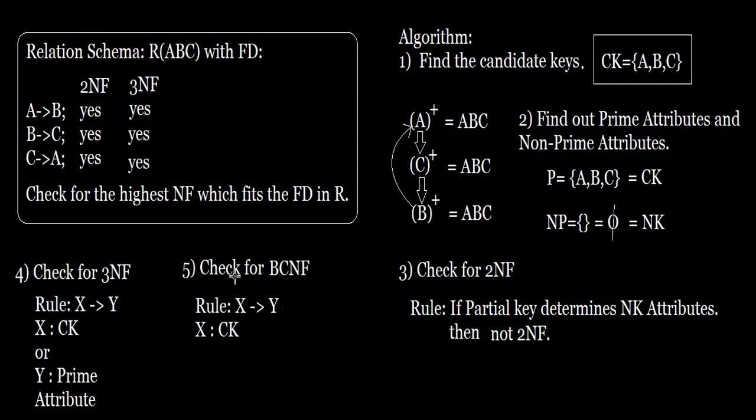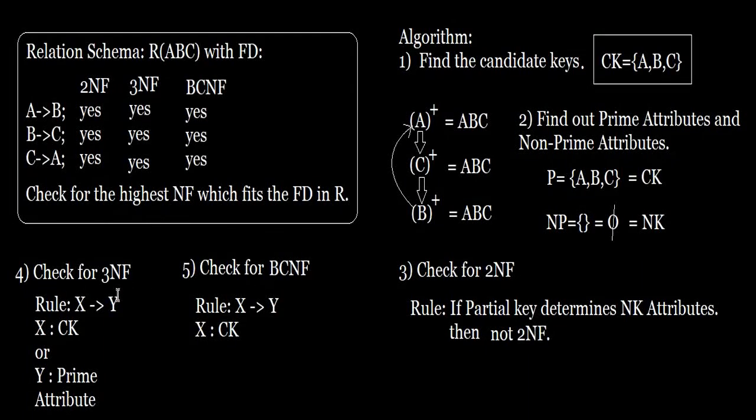Now the fifth step says to check for BCNF. The rule is, if X determines Y, X should be a candidate key. If we check all the three functional dependencies, you will see that all of them are in BCNF, because A is a candidate key, B is a candidate key, and C is a candidate key. So all of them are in BCNF.